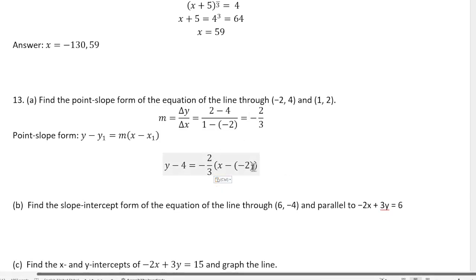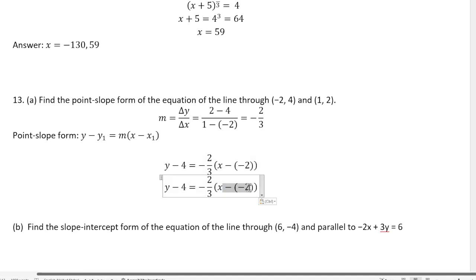Okay, and maybe you might want to simplify this. Well, it's not necessary, but some people might want to do it this way, plus 2. Okay, so this is the point slope form.